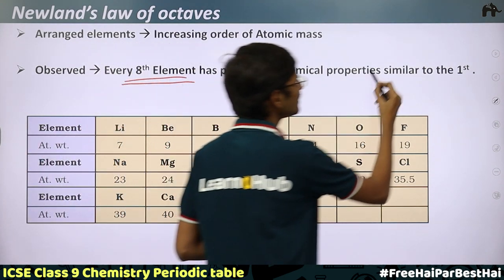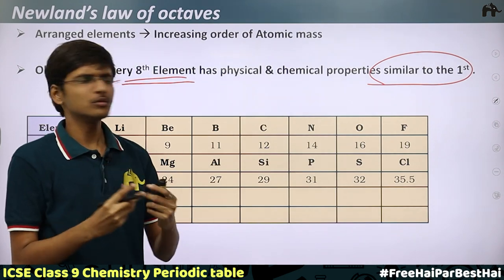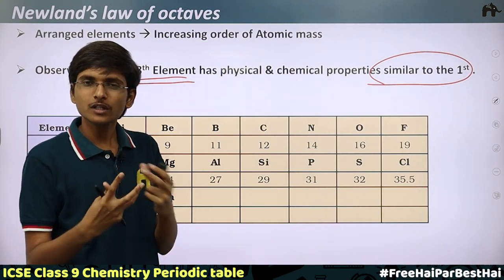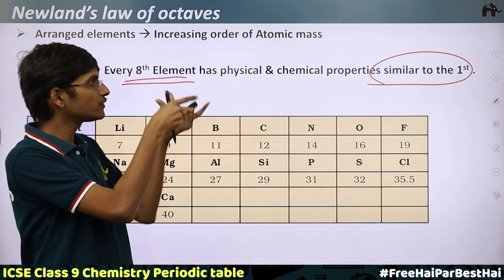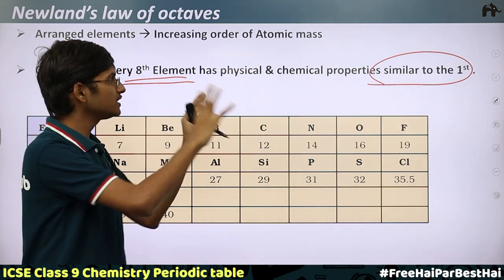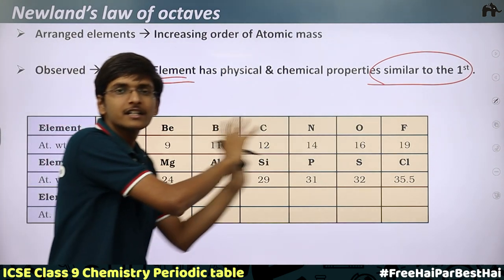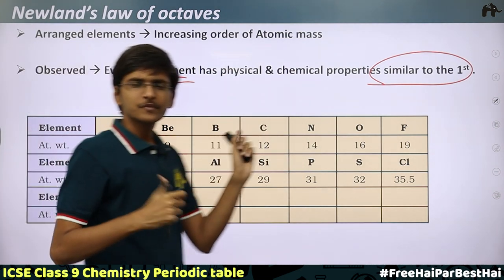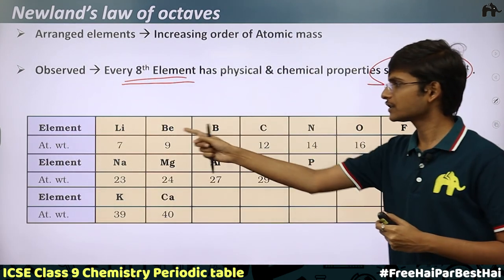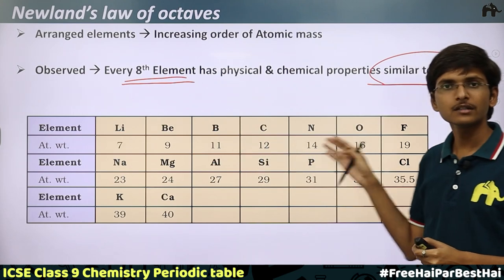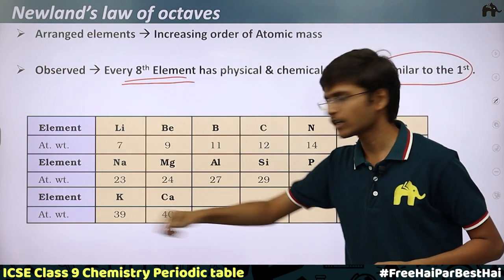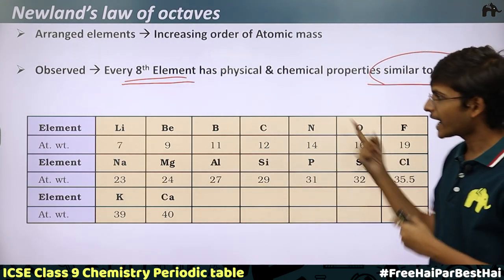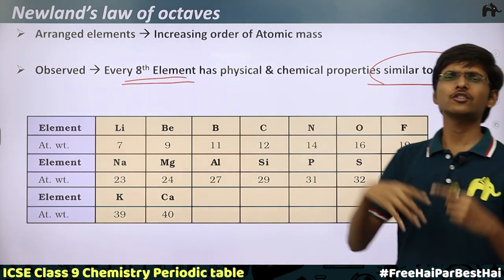Now students tend to skip this line, or go through it very quickly and don't understand the meaning of this concept. Now let me make you understand. See, when Newland arranged the elements in the increasing order of their atomic masses, I have a table here. The elements are on the first row, and below them the atomic weight is written. Again elements, again atomic weight. So you can see 7, 9, 11, 12, 14, 16, 19, increasing order of the atomic weight, and the elements are arranged in the increasing order of their atomic weights or atomic masses.